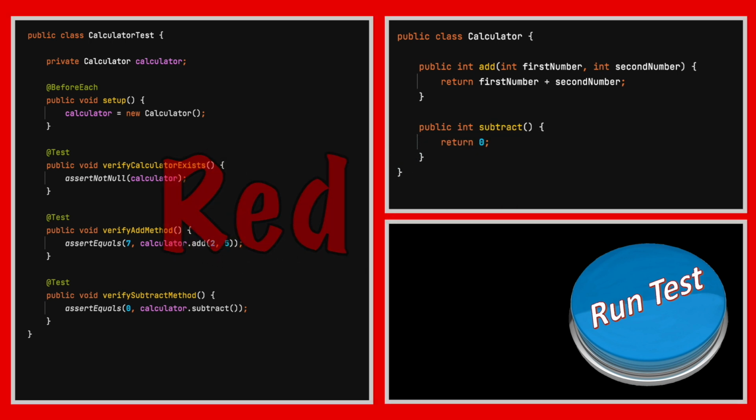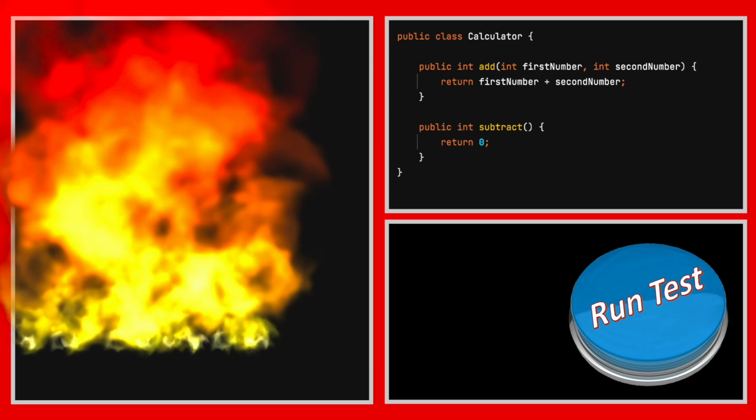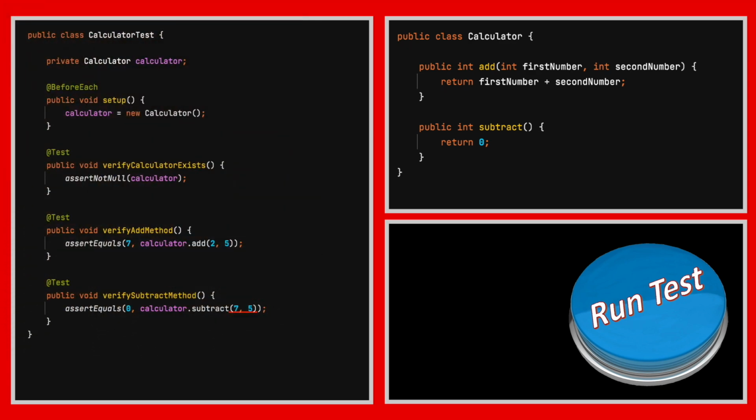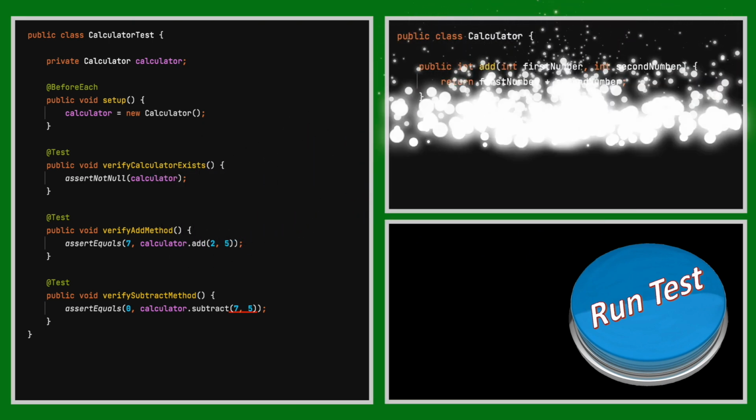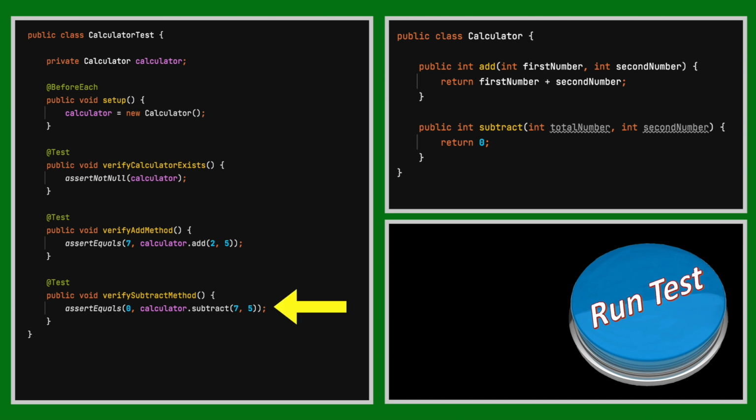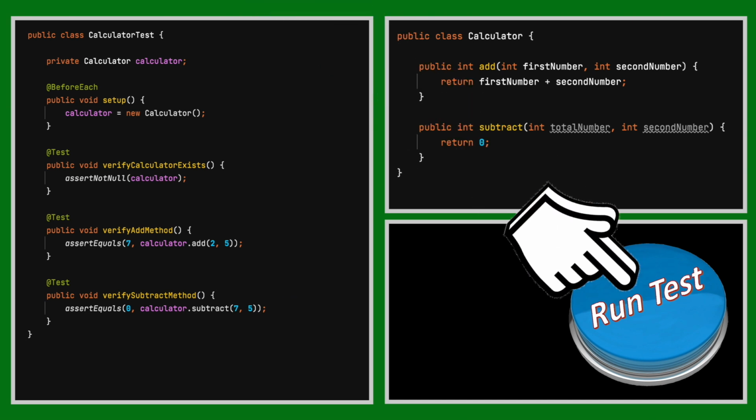In the red step, let's add two parameters of 7 and 5 to the subtract method. The test has a compiler error. In the green step, add the two parameters. The compiler error has been resolved in the test, and it passes.